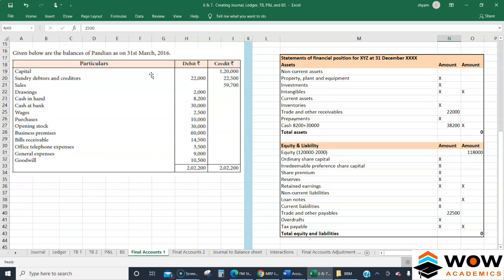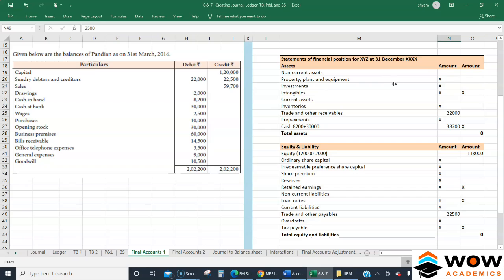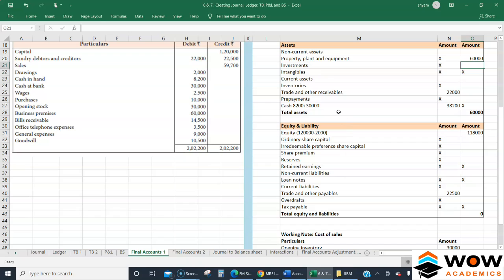Business premises refers to property, building and land. So we don't have any machinery thereafter. So we'll put the 60,000 directly to property, plant and equipment. So we have bills receivable, 14,500. Already we have had a debtor here, so we'll add the 14,500 with that. So that comes to 36,500.